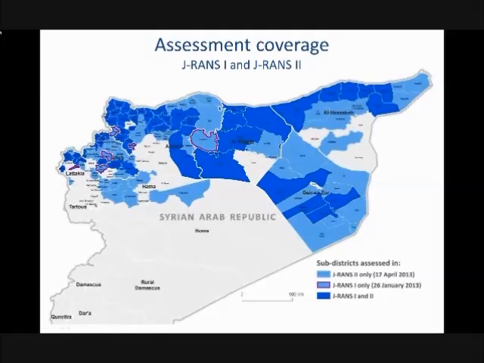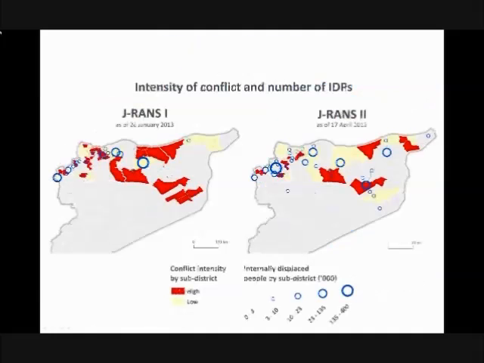And the last point is about the opportunities that assessing the same places at different moments in time gave us in terms of doing some trend analysis. This map is a combined map showing the areas that were assessed in January and in April 2013. Those areas which have a darker blue are those areas which have been assessed twice. It was quite interesting to see how the situation has evolved in those 59, I think, sub-districts in 3 months. Just in 3 months, the situation had completely changed.